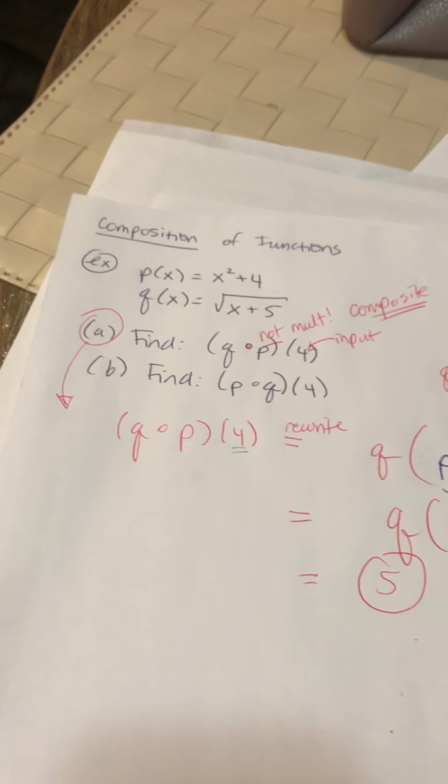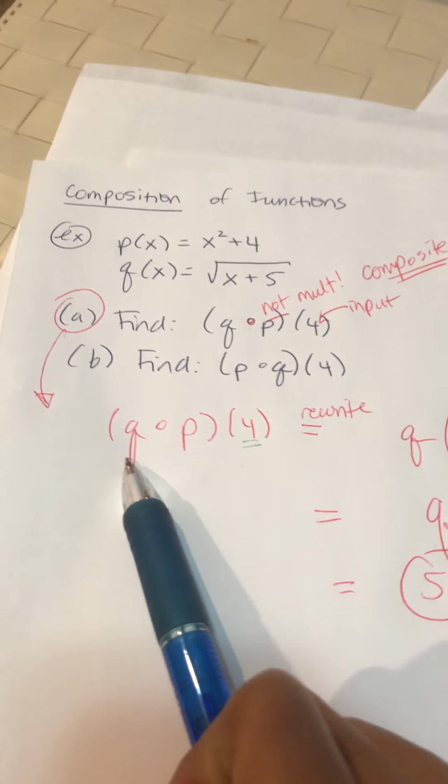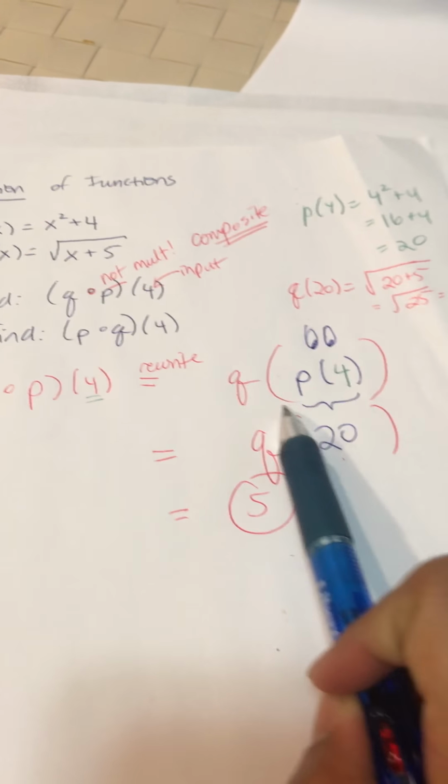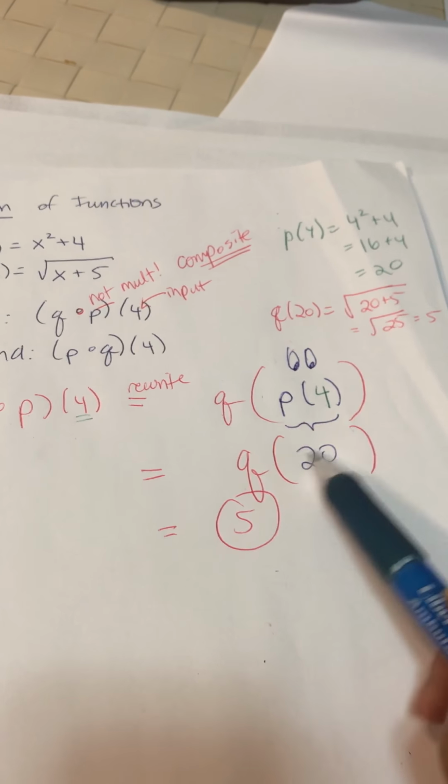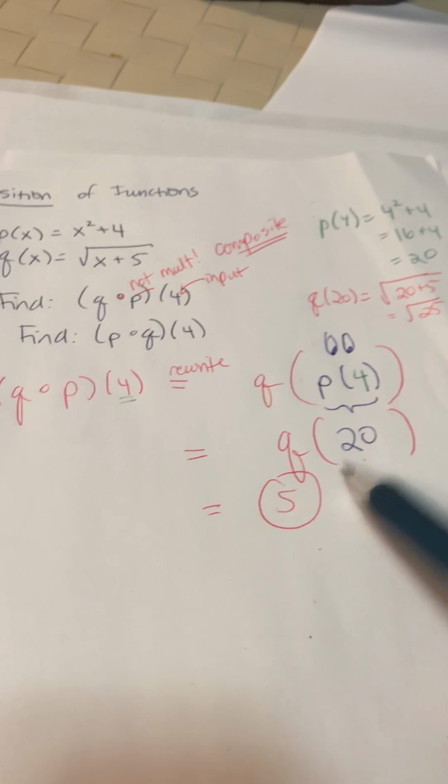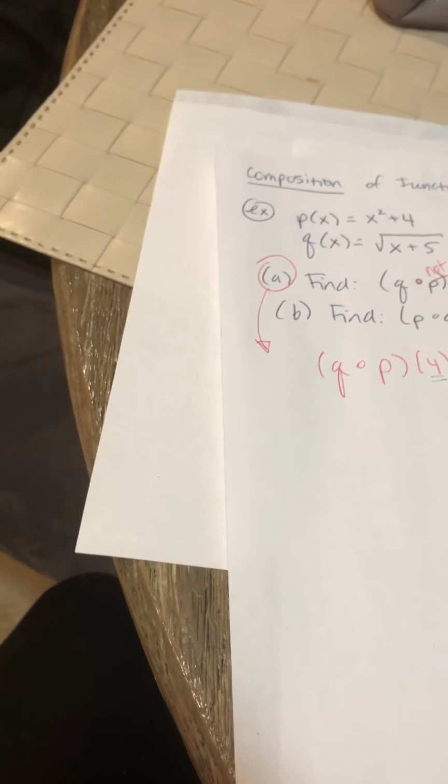Again, composite means a function within a function. I have Q as the outside function and P as the inside function, so I rewrite it like this. I work on the inside function first, and once I get an answer for that, I work on the outside function. Now let's see what happens when this is reversed.